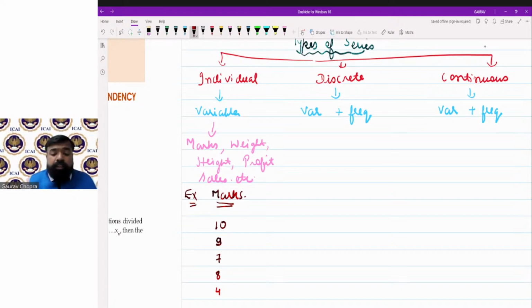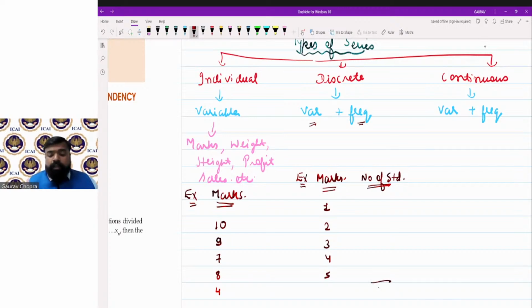Whereas in discrete series, there is variable as well as frequency. Both things occur simultaneously, variable as well as frequency. So let's take some example, like marks and then number of students. So marks we are writing 1, 2, 3, 4, 5.